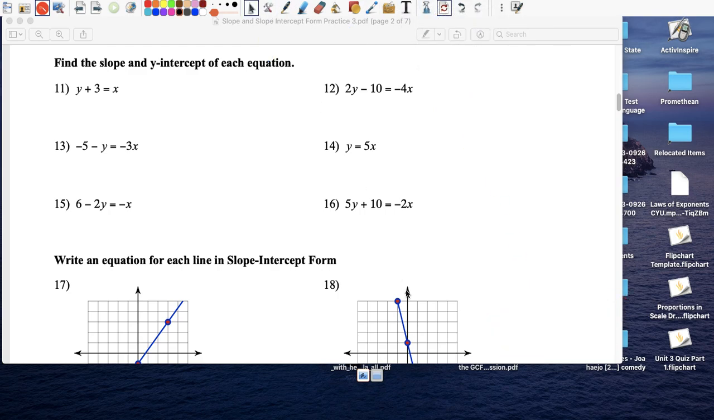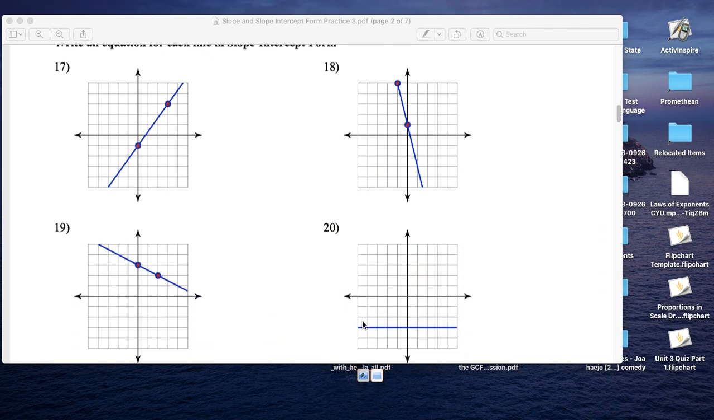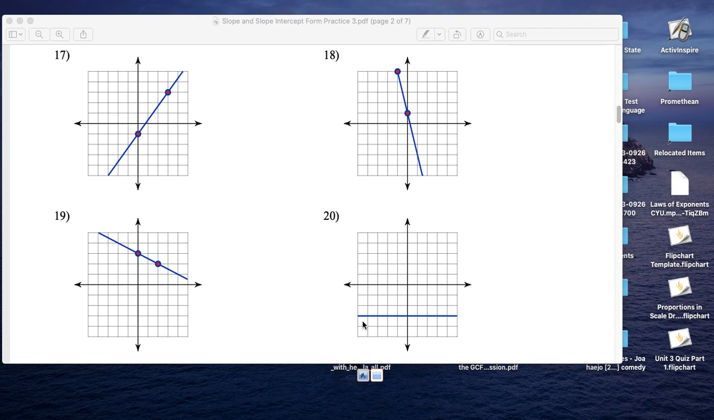All right, 17, same thing, write the equation. Well, 17 and 19, I have the slope.